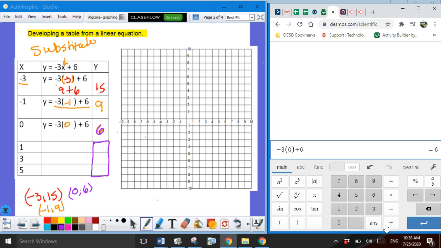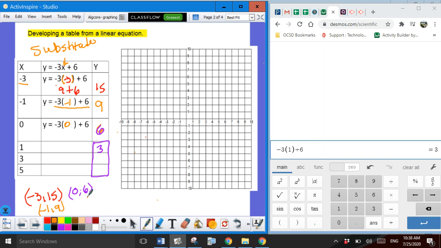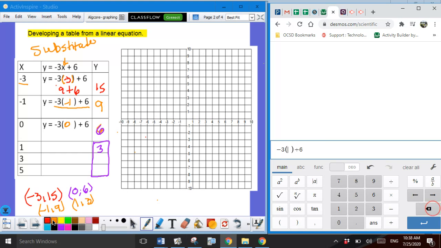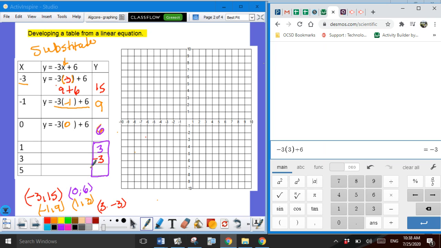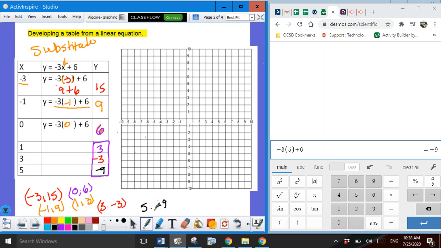Okay, let's see how you did. I'm going to put a 1 in. That gives me a 3. So that next ordered pair is 1, 3. And then if I put a 3 in, I come up with negative 3. So I have 3, negative 3. And last but not least, I'm putting in a 5. So get rid of my 3, put in a 5. I come up with negative 9. So I have 5, negative 9.